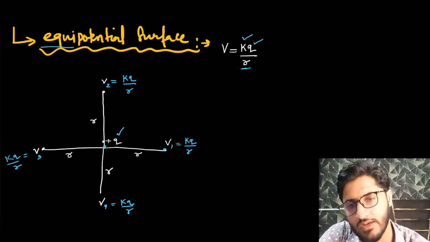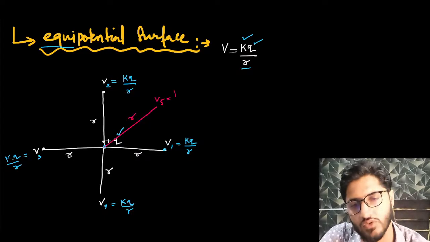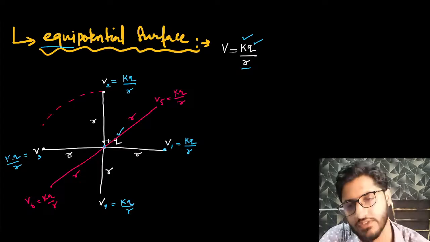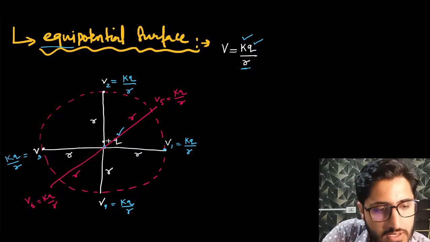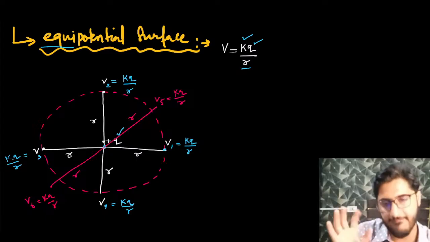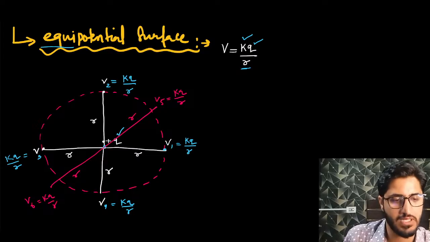Let's take one more point here now. I go r here, I get V5. I guess V5 is also kQ by r. Yes, sir. If I go here with the same distance r, I will get V6, same kQ by r. So if I join all these points, I will get a surface. On this surface, at every point, my potential will be kQ by r, because the distance is the same.